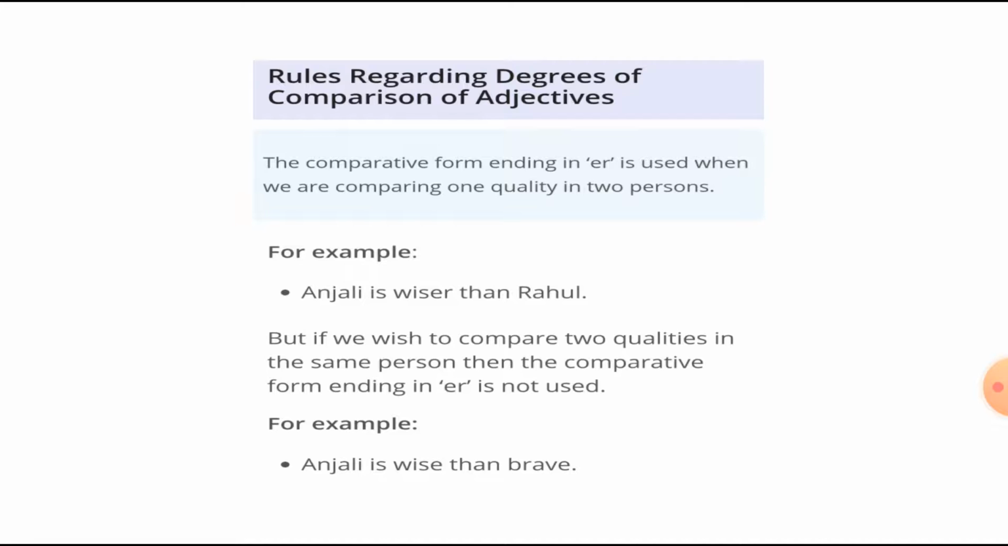Rules regarding degrees of comparison of adjectives. The comparative form ending in er is used when we are comparing one quality in two persons. For example, Anjali is wiser than Rahul. But if we wish to compare two qualities in the same person, then the comparative form ending in er is not used. For example, Anjali is more wise than brave. Here we use only the positive form with than.